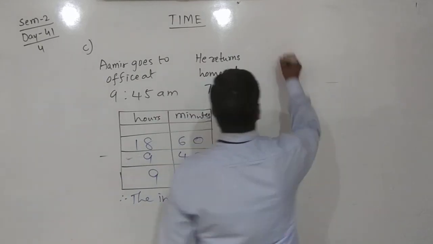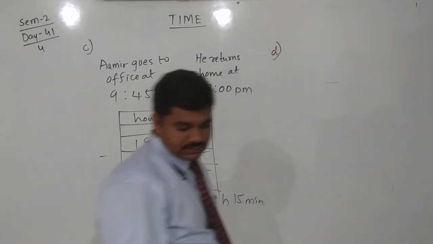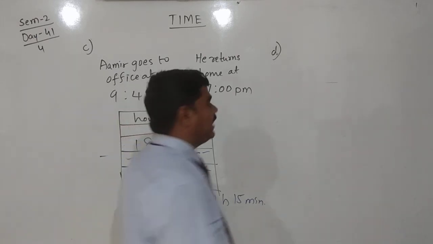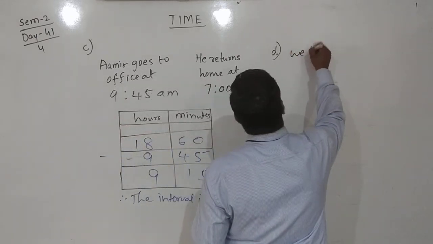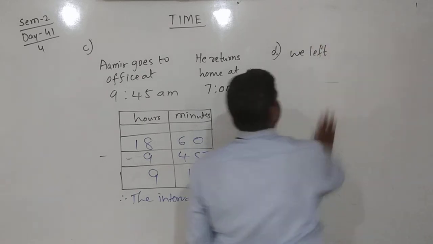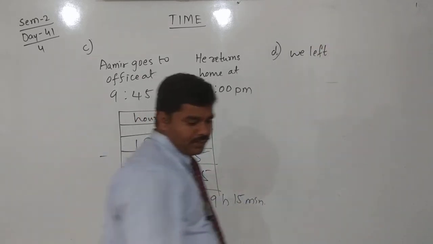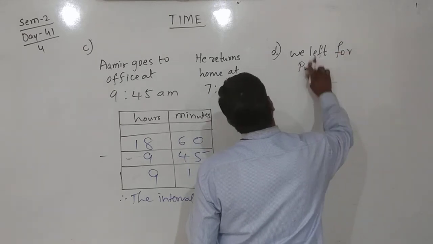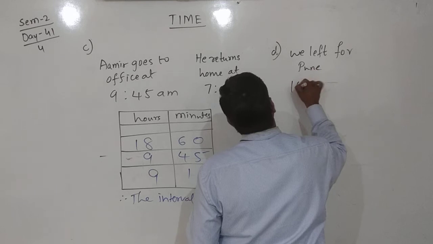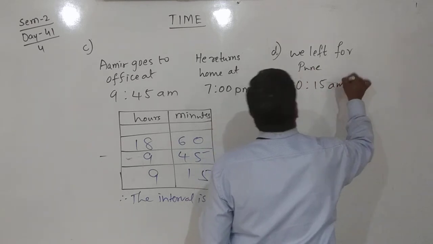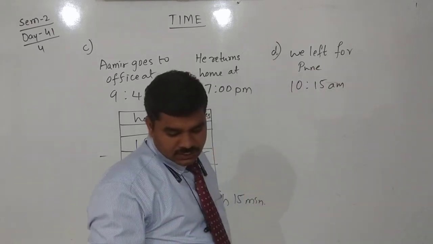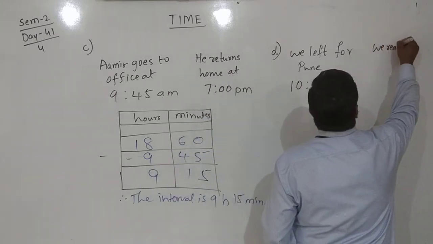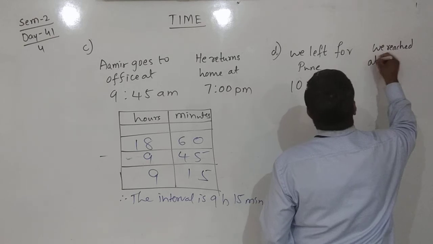B. We left for Pune at 10:15 a.m. We are going to Pune. We left at 10:15 a.m. We reached at 3:45 p.m.